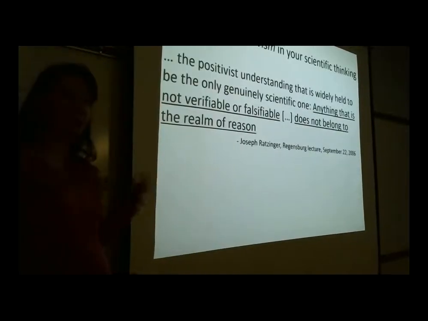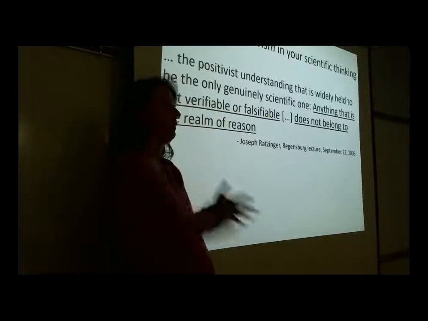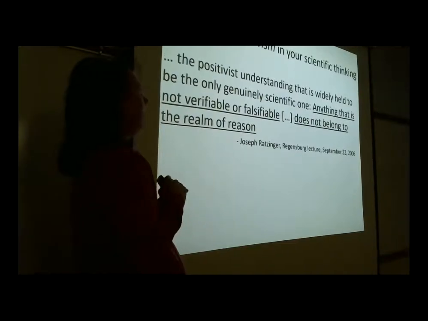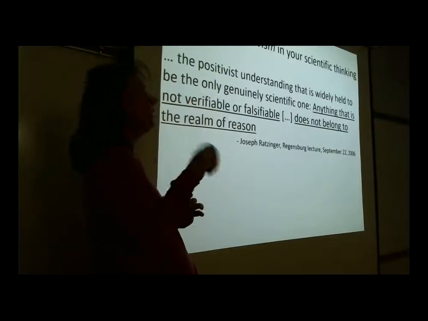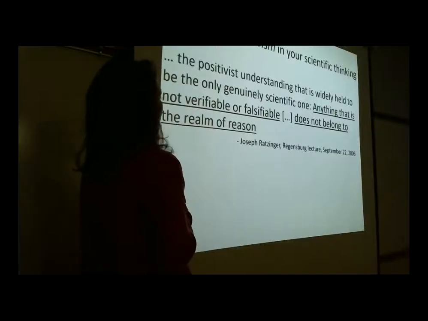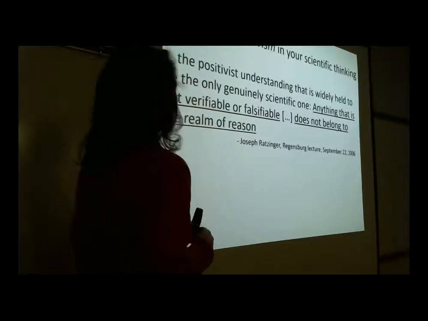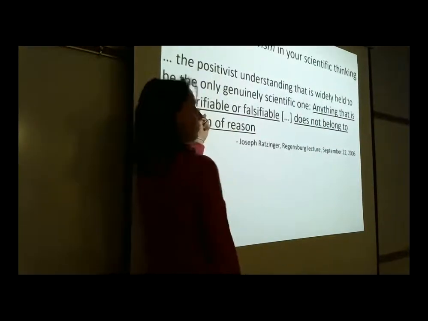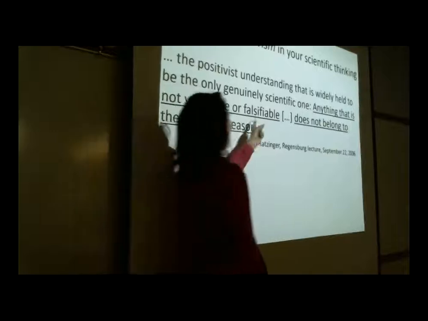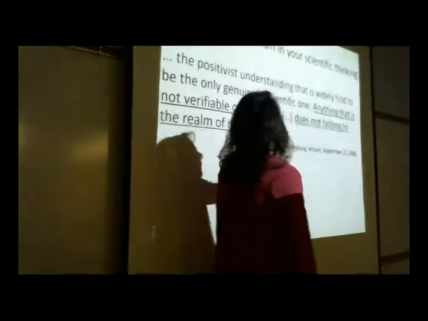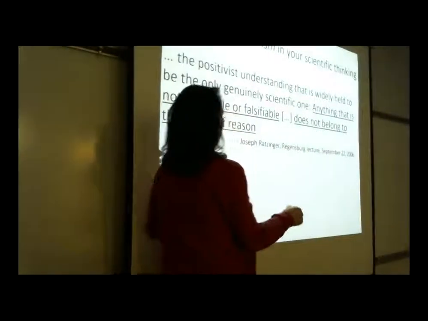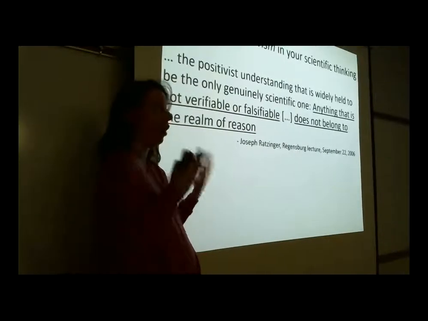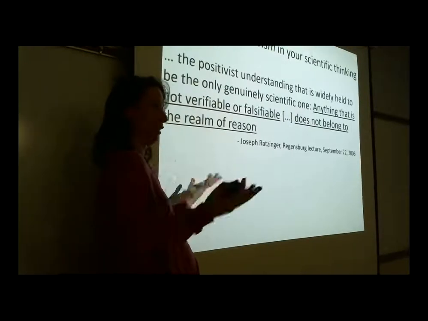Okay, so this is my advice to you as a science student, because I know many of you are going to go on to take further science classes. Try to avoid positivism in your scientific reasoning. And if you take a philosophy class, maybe you'll talk about positivism in there. This is a quote. Maybe you'll recognize who it's from. "The positivist understanding that is widely held to be the only genuinely scientific one. Anything that is not verifiable or falsifiable does not belong to the realm of reason." Verifiable means confirmed, right? I do an experiment and I confirm it. Or falsifiable means I do an experiment and say, nope, that's wrong, right? That's the positivist view. In other words, you can't measure it, it's not gonna have a role in your life or in your enterprise as a career.